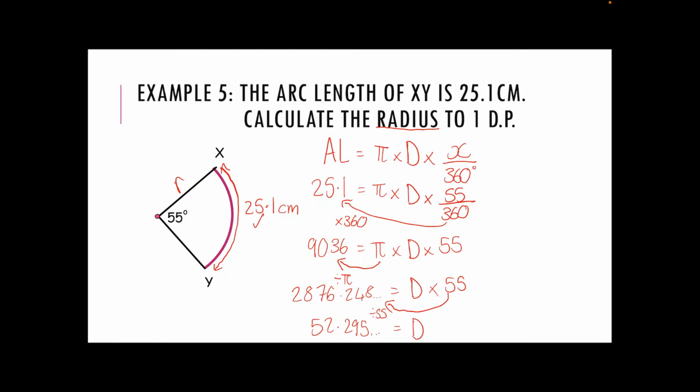And what we should know is that our radius is worth half of the diameter. So all we need to do is our diameter divided by 2. So that's the 52.295 divided by 2. So half of that is going to give us 26.147. It was to 1 decimal place, so my final answer is going to be 26.1 centimetres for our radius.